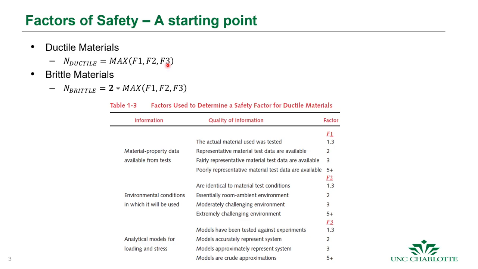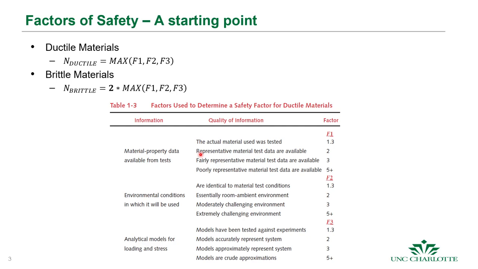When you want to pick a safety factor, these are some guidelines to help you understand what safety factor you need. In the ideal case, you have test data on the material, you have high confidence in the material, the service conditions are identical to the test conditions, and you have experimental data to validate all your designs. In that case, you pick a safety factor of the max of all these safety factors, which would be 1.3.